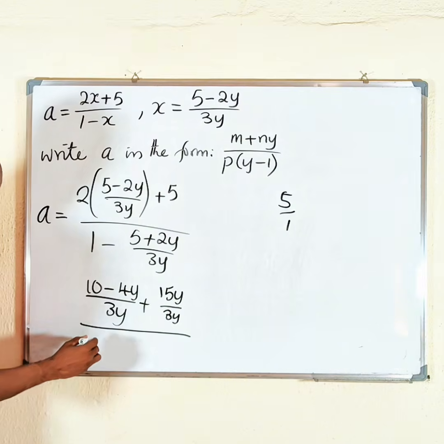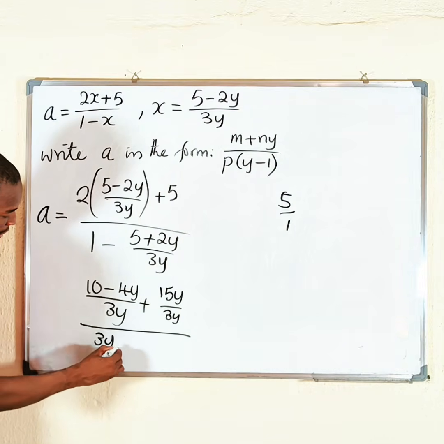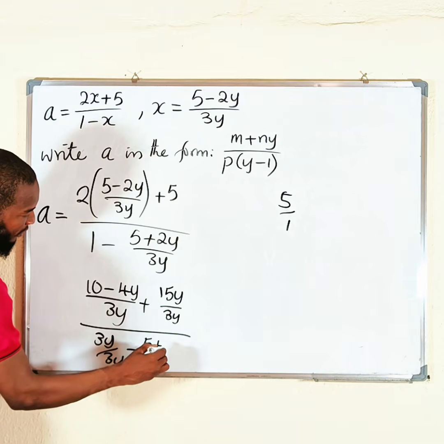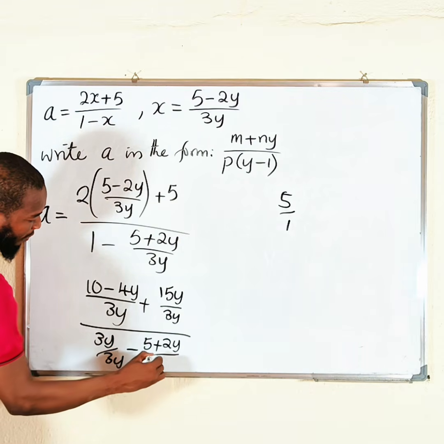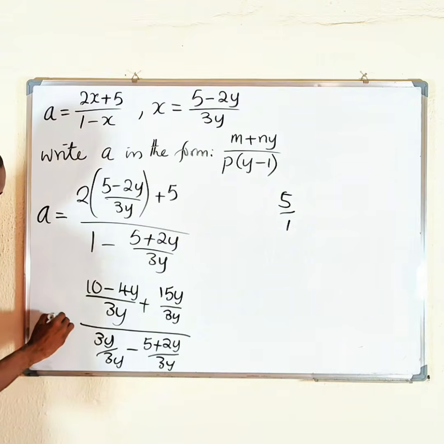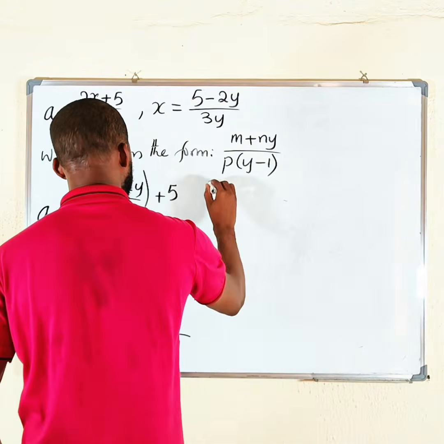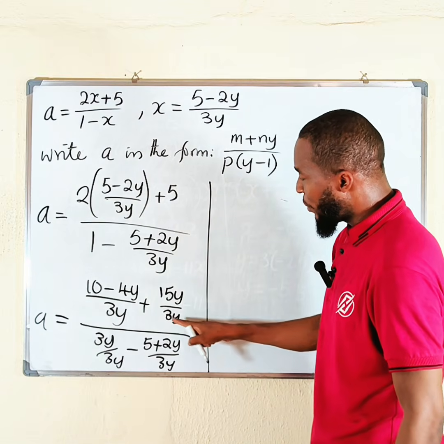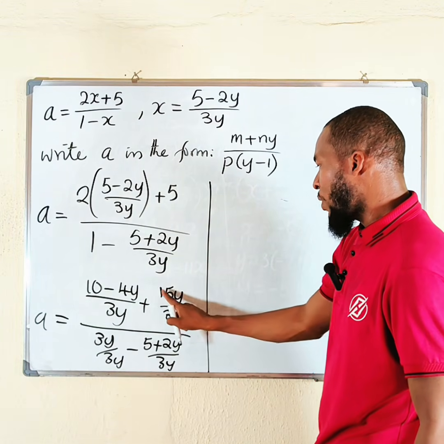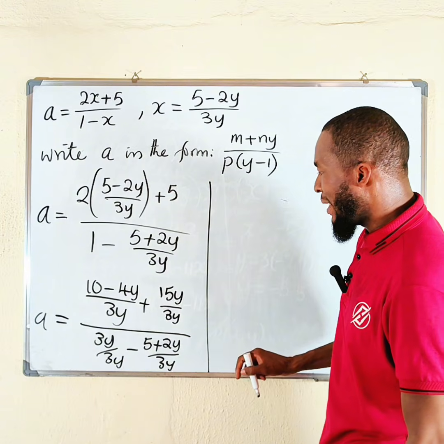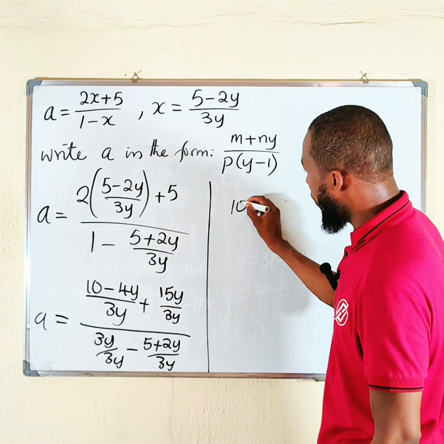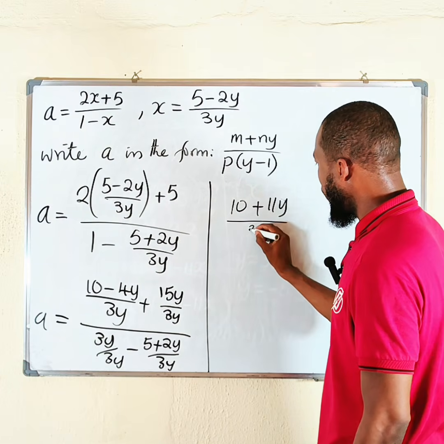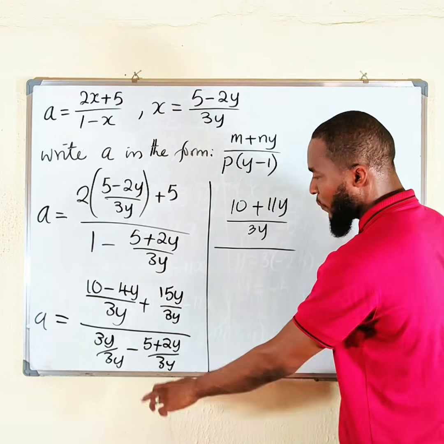Divided by, I want to do the same thing here. This is 3y divided by 3y minus (5 minus 2y) divided by 3y. So this is A. Let's continue here. You can add, since you have the same denominator. So this one plus this one, this is going to give us plus 11. So this is 10 plus 11y, right? Divided by 3y.